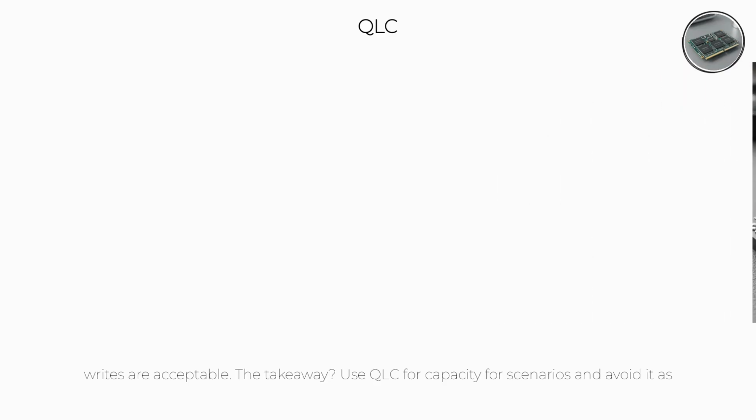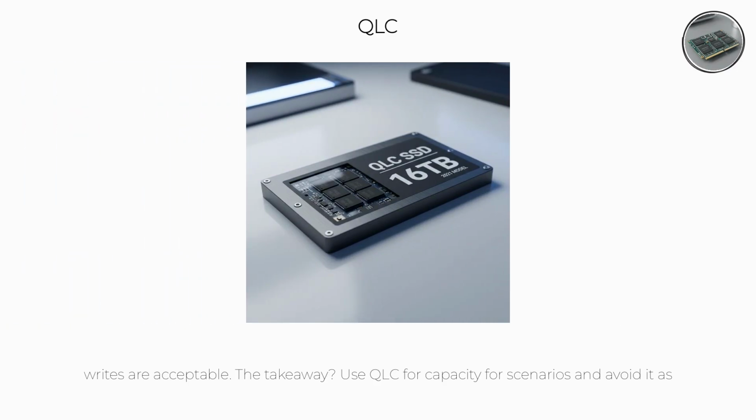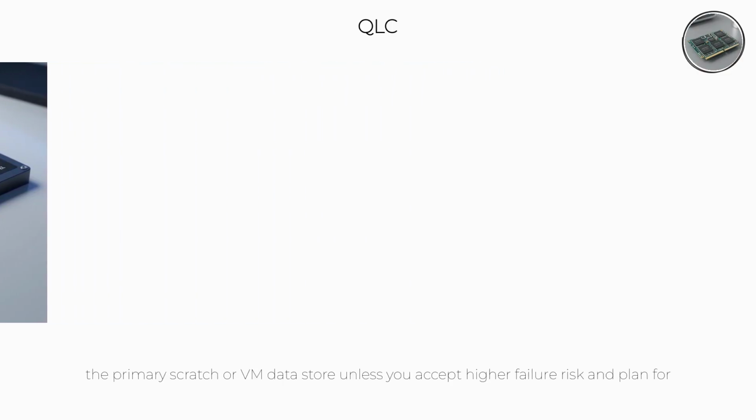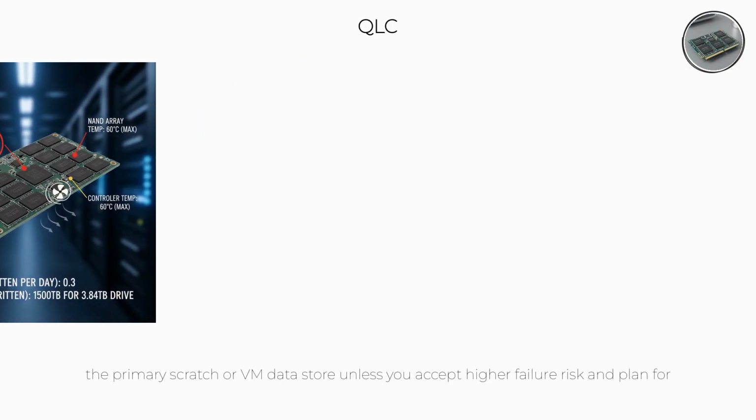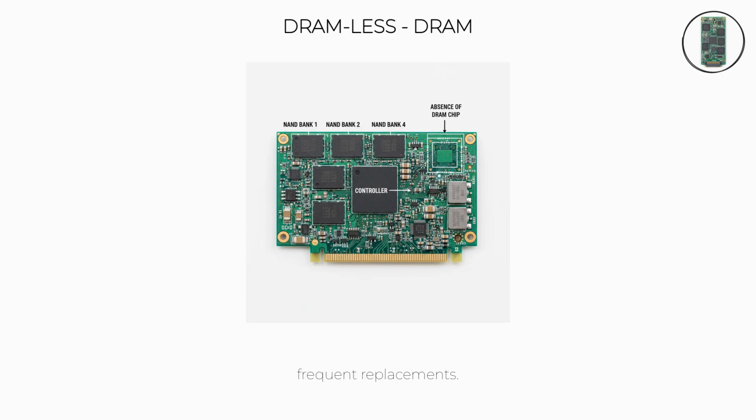The takeaway? Use QLC for capacity-first scenarios and avoid it as the primary scratch or VM data store unless you accept higher failure risk and plan for frequent replacements.